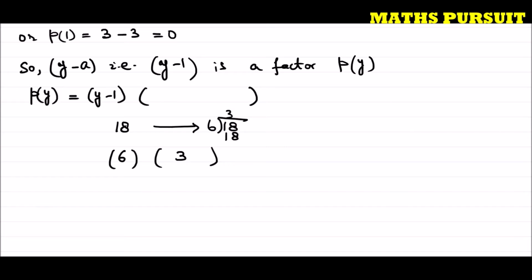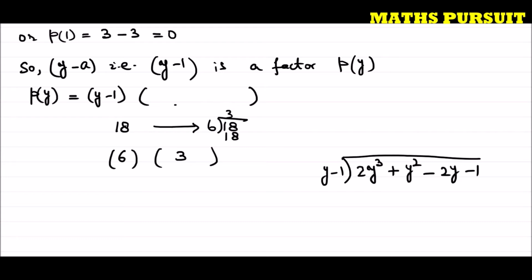Similarly, we need to divide the original polynomial, that is 2y to the power 3 plus y to the power 2 minus 2y minus 1, by y minus 1. Y minus 1 is the one factor that we got. If I divide by this y minus 1, I can fill this blank. Let's find out what we are getting for y minus 1.